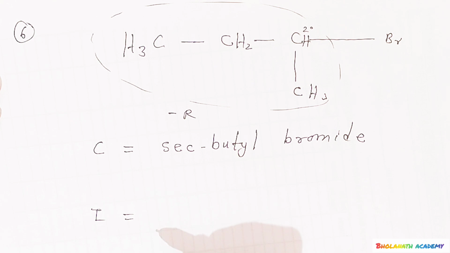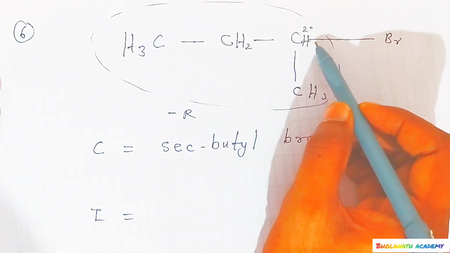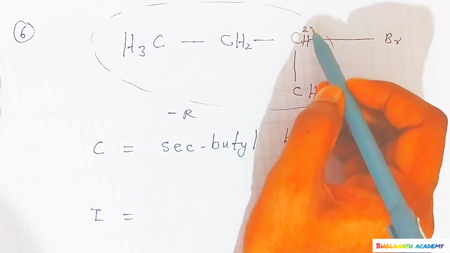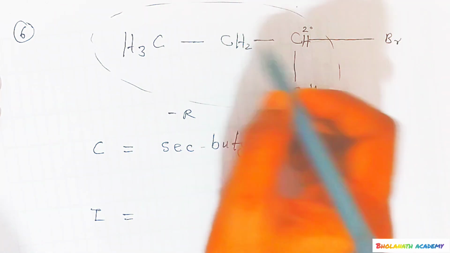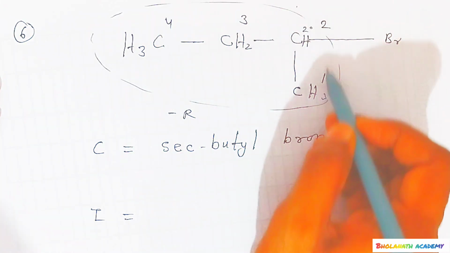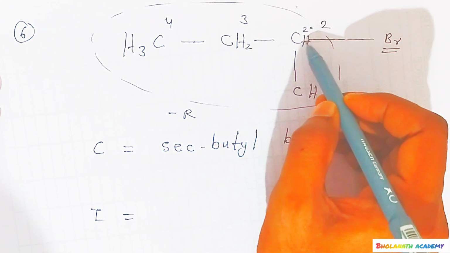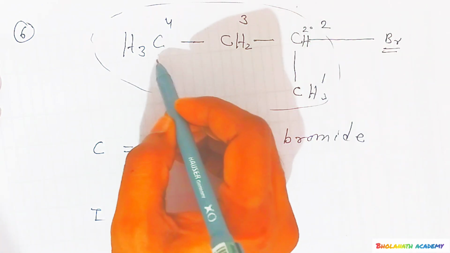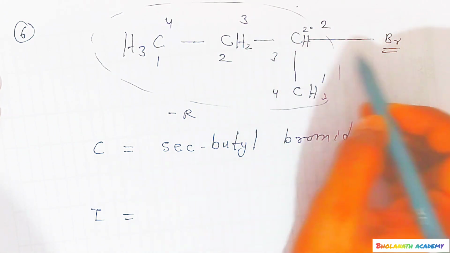For that, students, you have to start with the longest chain of carbon to which bromine is attached. So bromine is attached to this carbon. If you start numbering the longest chain, 1, 2, 3, 4, when you start numbering from this side, this bromine is going to be attached to the second carbon. If you start the numbering from this terminal, 1, 2, 3, 4, here the bromine is going to attach to the third carbon.